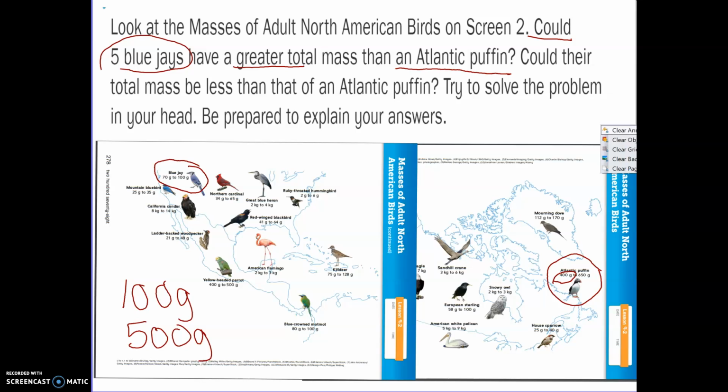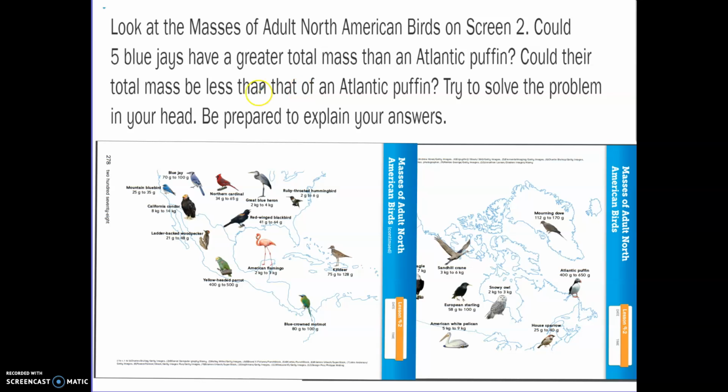Now, I want you to think about the second question. Could their total mass be less than that of an Atlantic puffin? Well, talk to someone at home about that and come back when you're ready. Okay, so since a blue jay could have a mass of 70 grams, then the mass of 5 70-gram blue jays would be 350 grams.